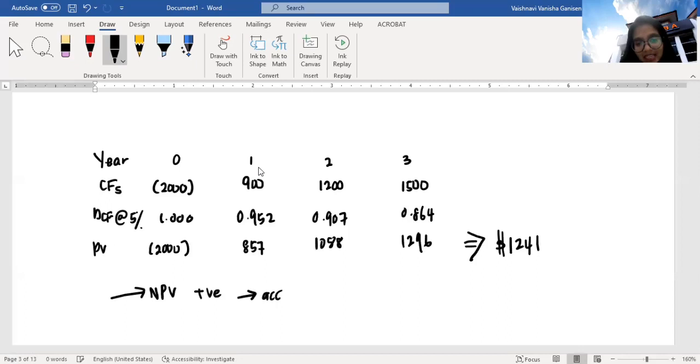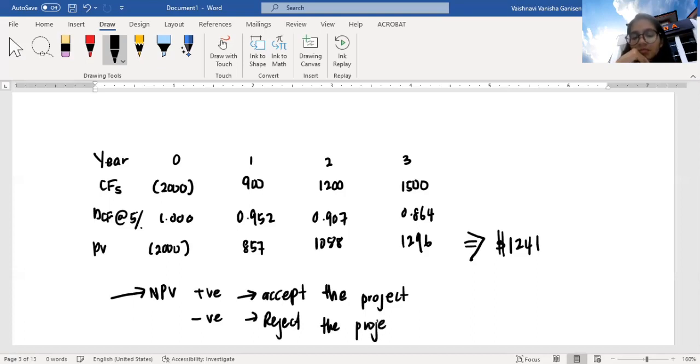So when your NPV is positive, you will accept the project. Why? Because your cash inflow exceeds the cash outflow. So when your NPV is positive, you will accept the project, because your net cash flow is positive, means benefit exceeds your cost. If your NPV is negative, you will reject the project because your cost exceeds benefit. So are you guys okay so far? All right.